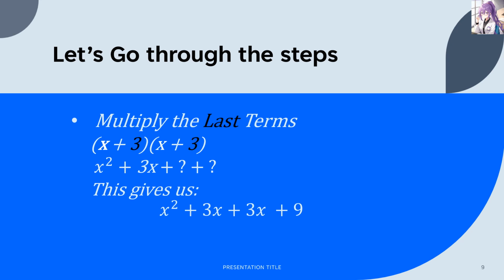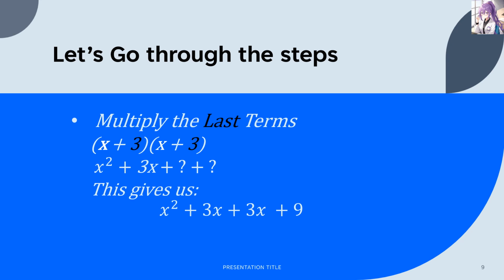Now that we've multiplied the first, outer and inner terms, we can do the L step and multiply the last terms. And this will be something like pulling the mask off of a Scooby-Doo villain at the end of an episode, where we can figure out what it's going to equal or close to it. In this case, we're multiplying 3 times 3, which you know from your basic arithmetic is 9. So that gives us the expression x squared plus 3x plus 9.